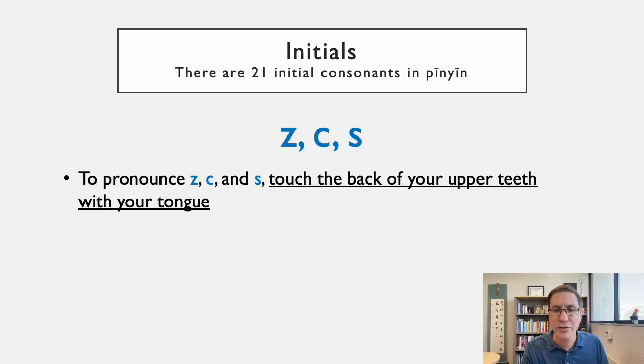Let's look now at 3 more initial consonants, the Z, the C, and the S. So to pronounce these, you're going to need to touch the back of your upper teeth with your tongue. Let's listen to the audio and please repeat out loud.